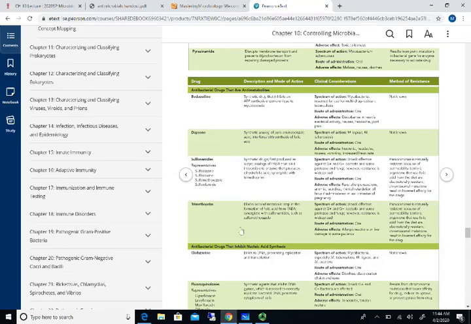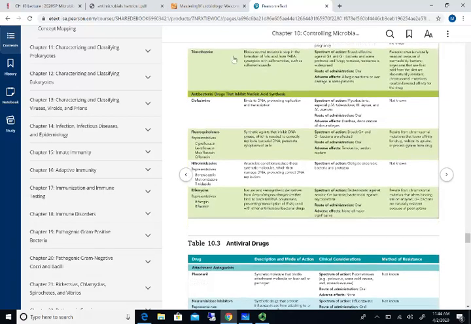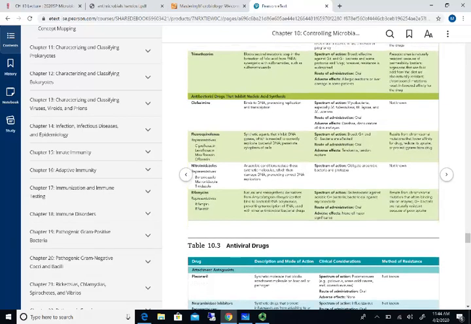We're going to skip all the way down to sulfonamides. These are antibacterial drugs that are antimetabolites. And of those, you have sulfamethoxazole and sulfanilamide. The next one to consider is trimethoprim, that we commonly mix with sulfamethoxazole.